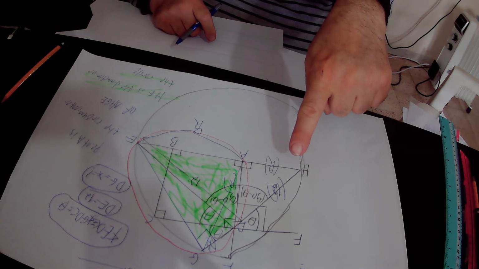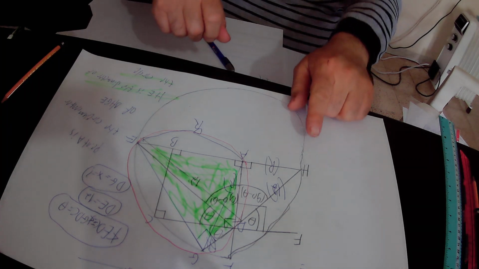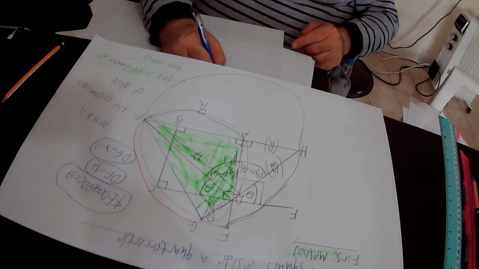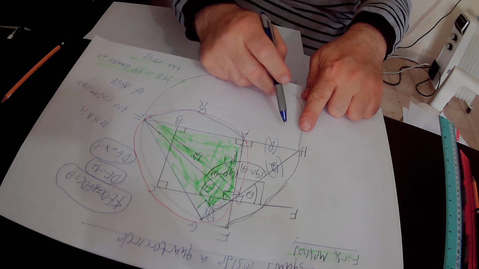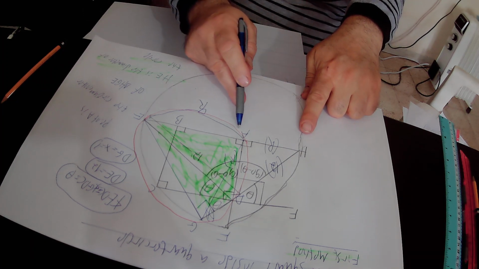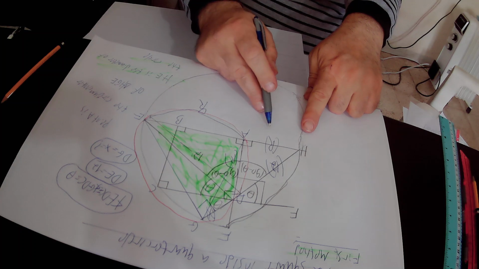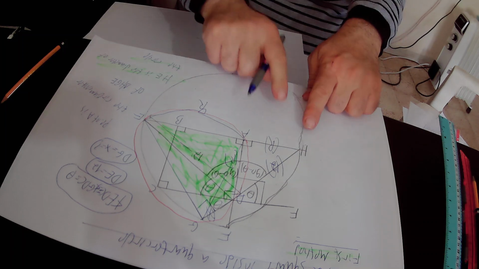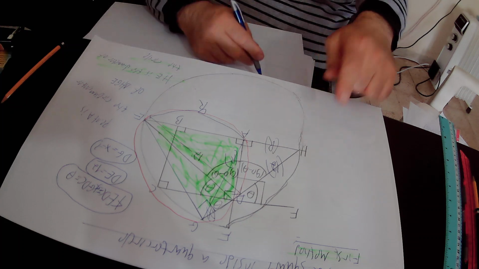Edge A equals R, as you can see in the drawing, times edge E. Edge E is the diameter of the circle, that is of course equal to 2R. So edge E is 2R.